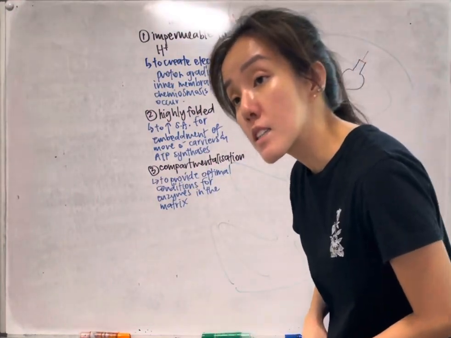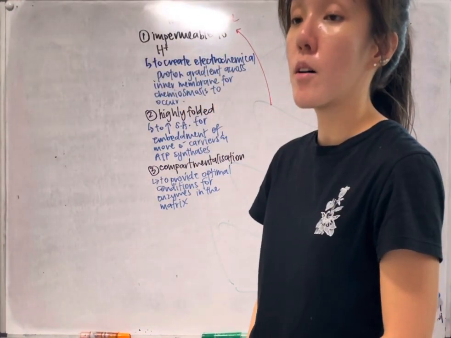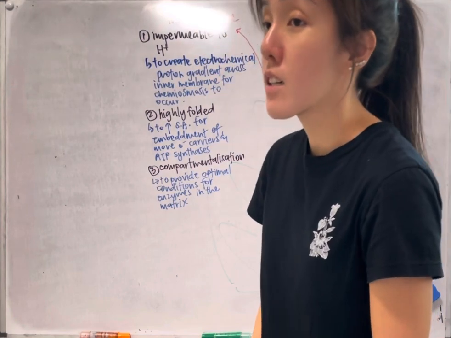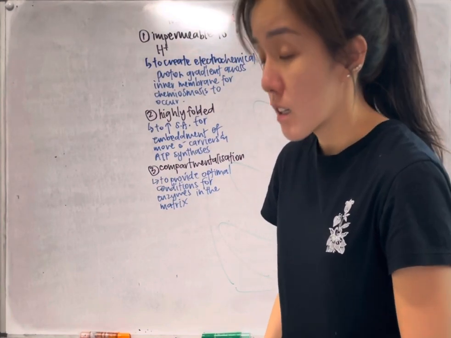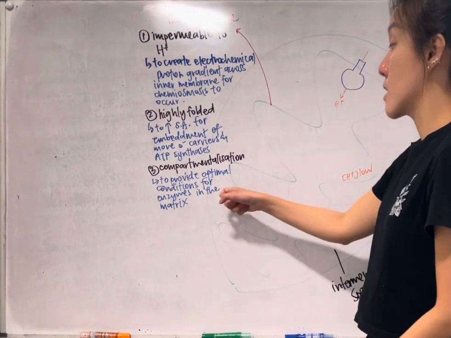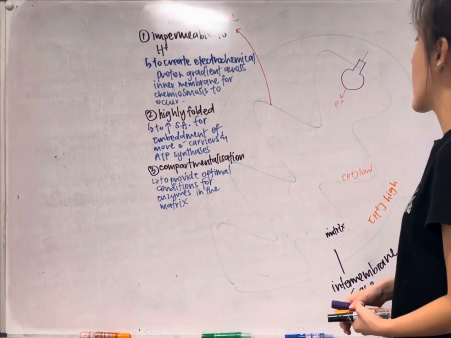Then next one, keyword start with C: compartmentalization. Why? By providing optimal conditions for different processes, which is in the matrix. Understand? Alright, next one.